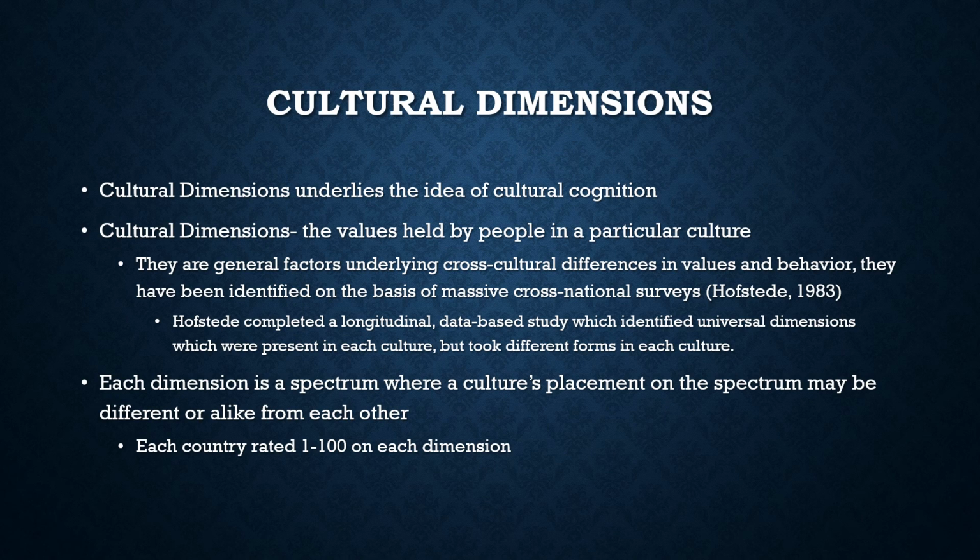Now, tied to this idea is what we're going to be talking about today, and that is the idea of cultural dimensions. And this underlies the idea of cultural cognition. So, cultural dimensions are the values held by people in a particular culture, but they are also a set of values or dimensions that underlie every single culture, or most cultures. And so these are, again, general factors underlying cross-cultural differences in values and behaviors. These have been identified almost like universal behaviors or universal themes that we see across the world. And within that, each dimension is a spectrum. And each culture ends up becoming rated on a 1 to 100 scale on each dimension. And we'll talk about these different factors right now.